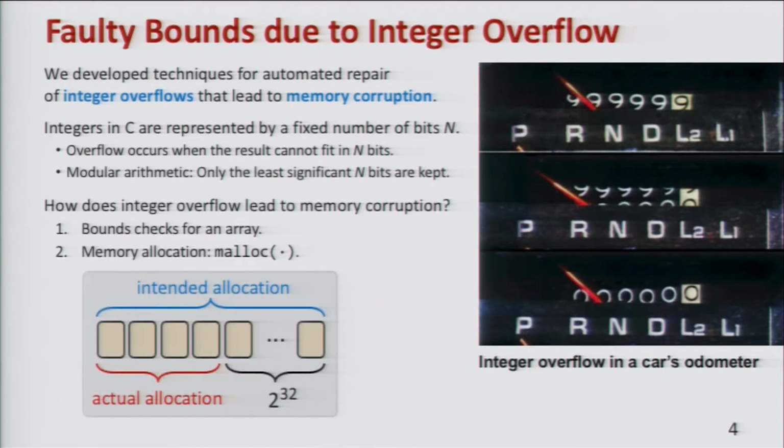So, how does integer overflow lead to memory corruption? There are two main ways. In the first, an arithmetic overflow occurs in a bounds check for an array. Then, a bounds check that should have failed can instead succeed, allowing an invalid memory access to occur. The second way is if integer overflow occurs in the calculation of how much memory to allocate. In that case, too little memory will be allocated, which sets the stage for a later out-of-bounds memory access.